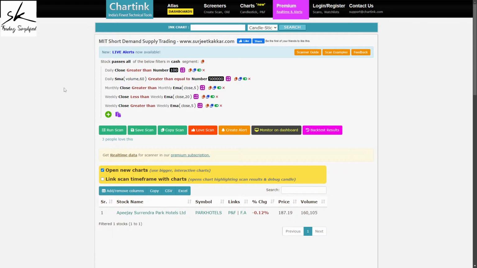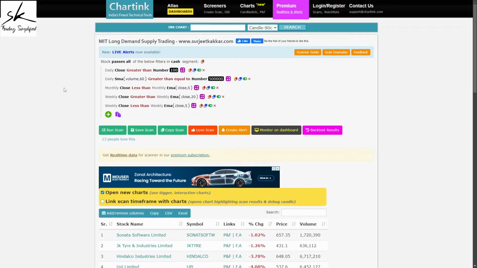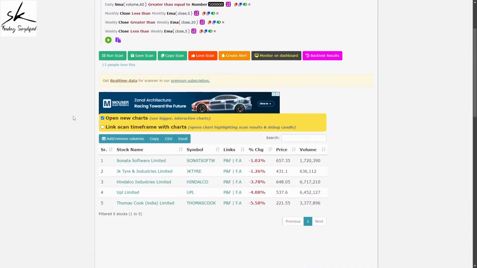The job of the scanner was, I can't analyze 2000 plus companies every day. It gave me a list of 6 symbols. Now I have to analyze these 6 one by one. Out of these 6, if anything matches with my trade plan, I have an opportunity. If nothing matches with my trade plan, I don't have any opportunity.